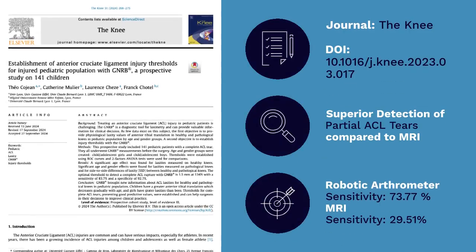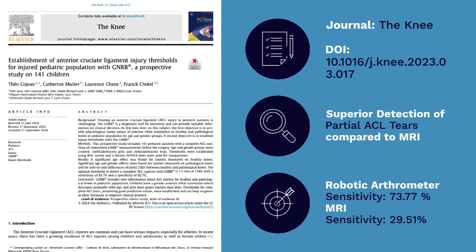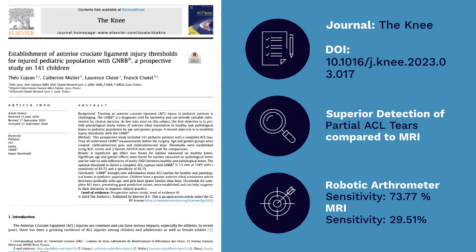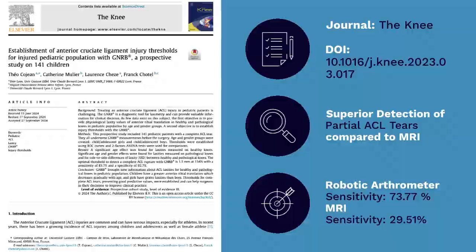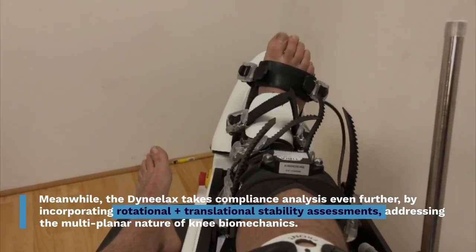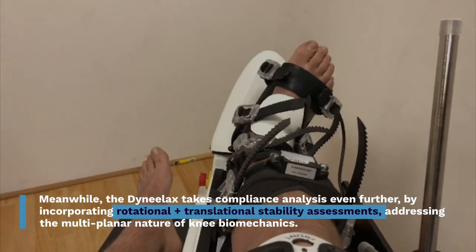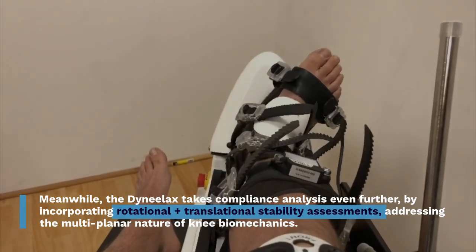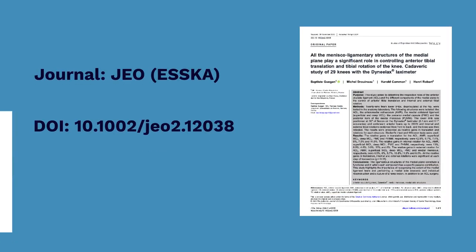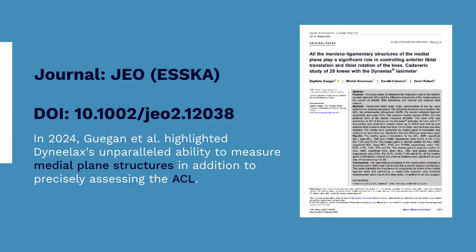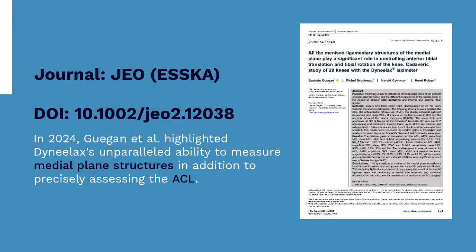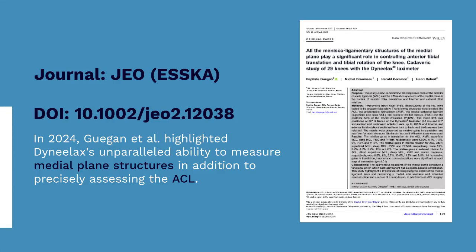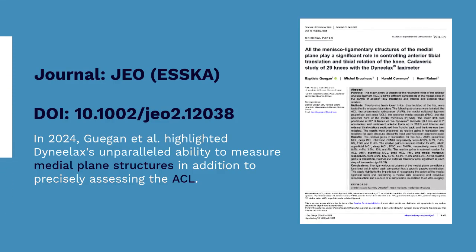In 2023, Cojean et al. demonstrated that robotic arthrometers achieve an impressive 73.77% sensitivity for detecting partial ACL tears, significantly outperforming MRI's 29.51% sensitivity. Meanwhile, the Dyneelax takes compliance analysis even further by incorporating rotational plus translational stability assessments, addressing the multiplanar nature of knee biomechanics. In 2024, a study by Cojean et al., published in the famous ESSKA journal JEO, highlighted Dyneelax's unparalleled ability to measure medial plane structures in addition to precisely assessing the ACL.